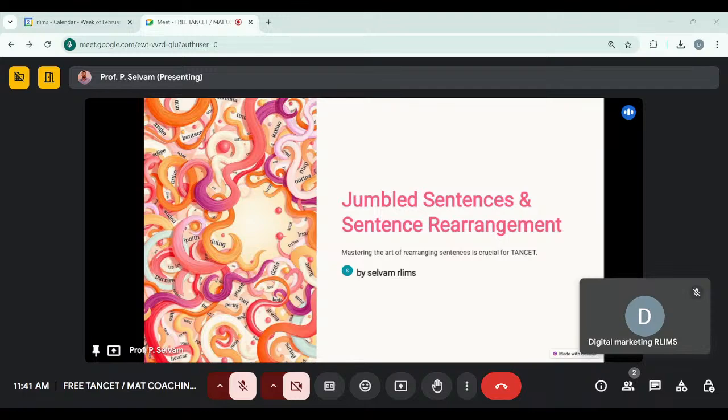Now we are switching to the next topic, called jumbled sentences and sentence rearrangement. Don't think this is only checking your English language proficiency. Never be under that impression. Of course, this is one of the parameters to assess your English language proficiency, but not that alone. It assesses a few more things: your critical thinking, your English language proficiency, and a lot more.